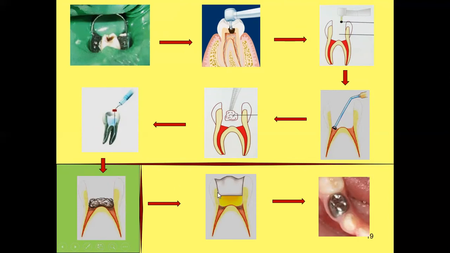Then you place zinc oxide eugenol. The zinc oxide eugenol should come till here, till where you have amputated the coronal pulp. Then on top of that, you give a permanent restoration, followed by the placement of the crown. So that is how the procedure of formocresol pulpotomy goes.